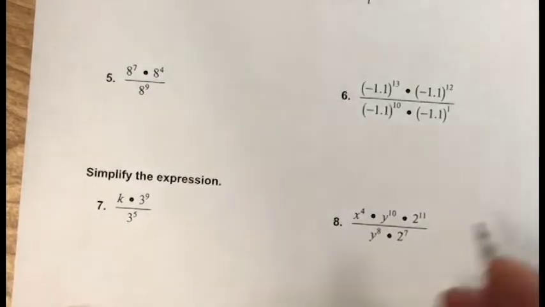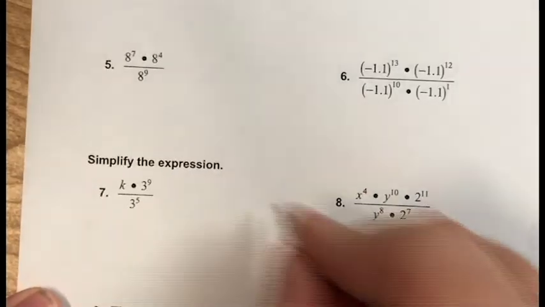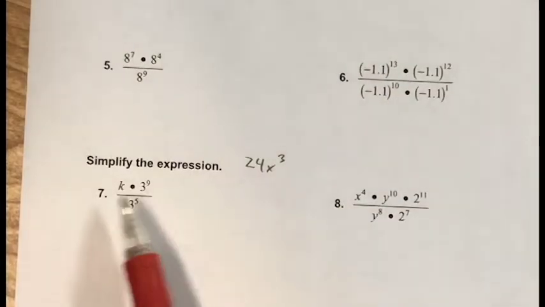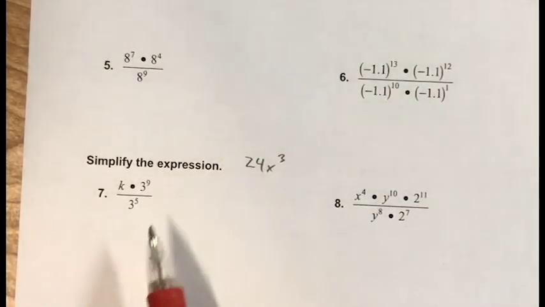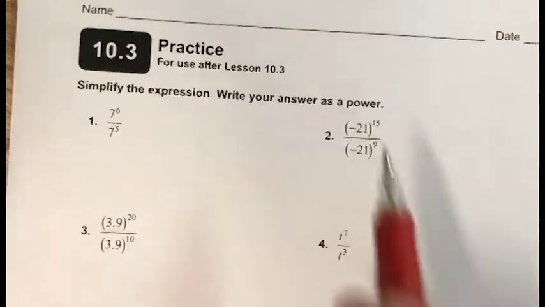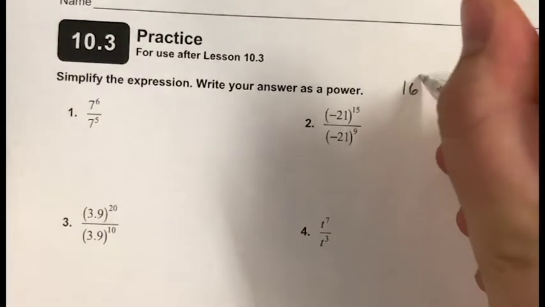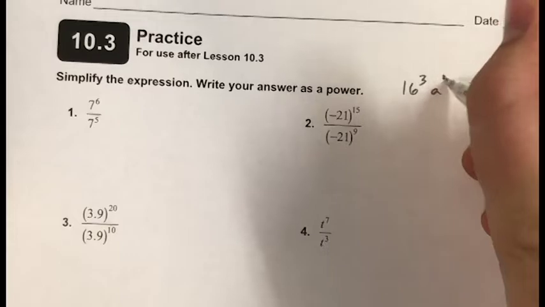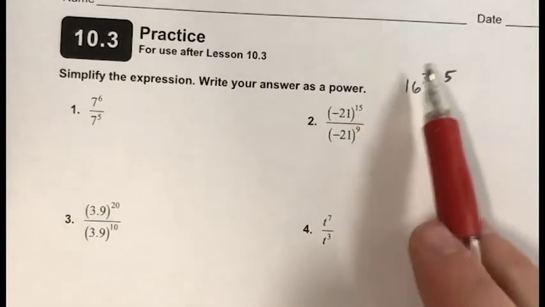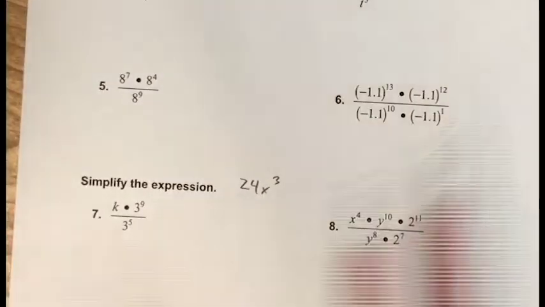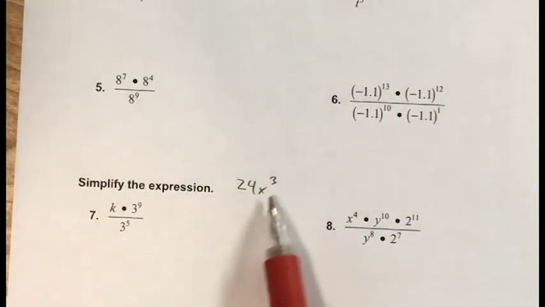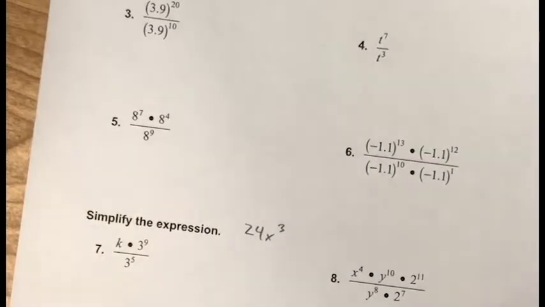So for instance, I'm just going to make up something. You may end up getting 24x to the 3rd as an answer. I want you to simplify the expression and write it with a number, whereas in this one, you're just going to write it as a power, such as 16 to the 3rd, a 5th. That's your answer. All right, because it's telling me to write it as a power, so we would write everything as a power, where this one is telling me to simplify, so we simplify it to the easiest way of reading it. So try 1 through 8 on your own.